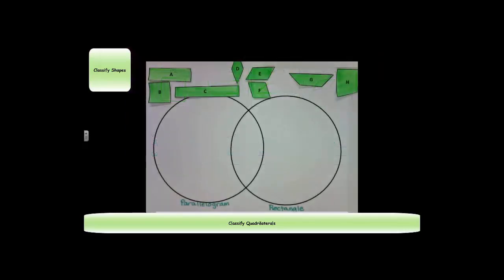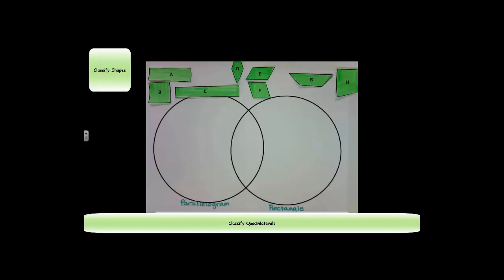3rd graders also need to sort geometric figures and recognize squares, rectangles, rhombuses, trapezoids, and parallelograms as quadrilaterals. Here we have a Venn diagram where students need to look at the shapes at the top of the page and sort them into 2 different categories that they choose. They get to determine the 2 categories and label the Venn diagram. Then they place each quadrilateral into the correct category on the Venn diagram. Shapes can be left out of the Venn diagram if they don't belong in either category.